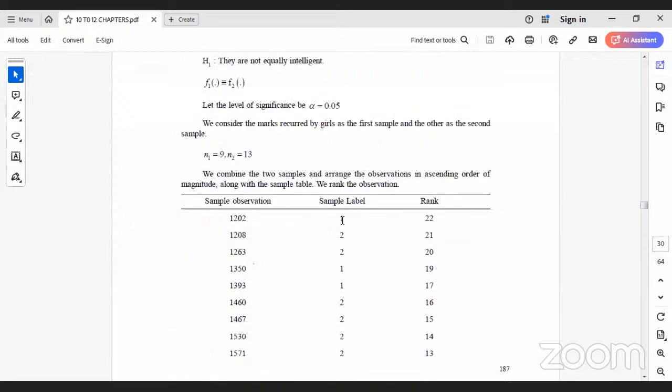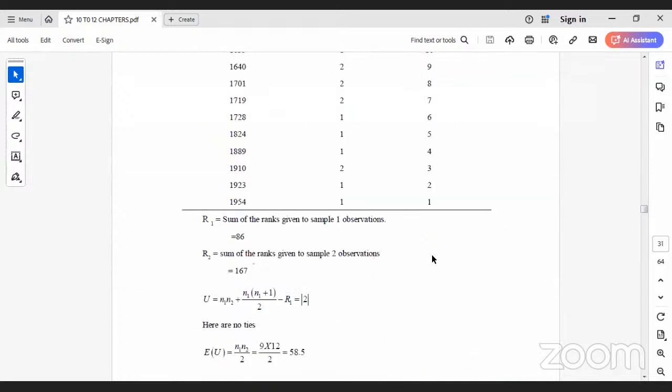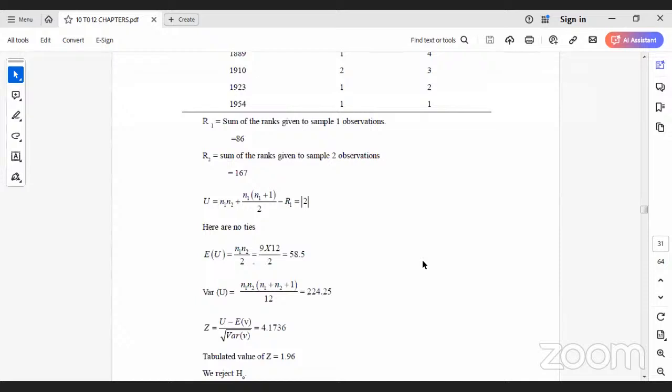Okay, girls are the first sample, boys are the second sample, so we are given the ranks as per the one. So r1 is the sum of the ranks of the one observations, 86. r2, the sum of the ranks, is 167. U is equal to n1 n2 plus n1 into n1 plus 1 by 2 minus r1. We define the value here as u1 is equal to n1 into n2 by 2.